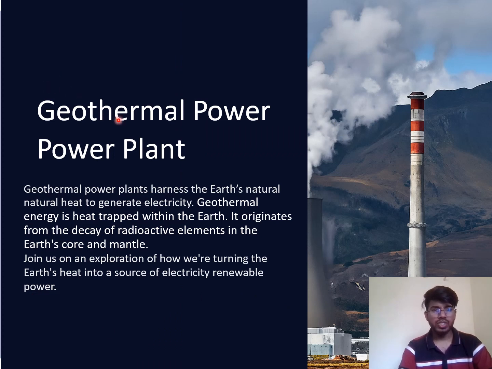Now let's understand what a geothermal power plant is. A geothermal power plant harnesses the earth's natural heat to generate electricity. Geothermal energy is heat trapped within the earth. It originates from the decay of radioactive elements in the earth's core and mantle. Join us on an exploration of how we are turning the earth's heat into a source of renewable electric power.